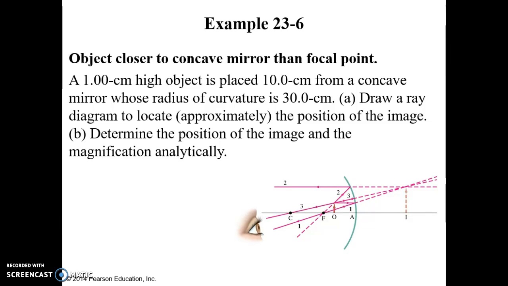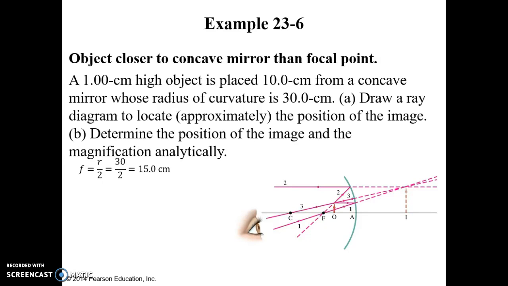And then lastly, incident ray 3 needs to line up with the center point and the top of the object, which extends to the mirror. Then the reflected ray 3 will reflect along the same line, and again the dashed line is drawn behind the mirror, extended from the reflection of ray 3. Where the dashed lines intersect is our virtual image.